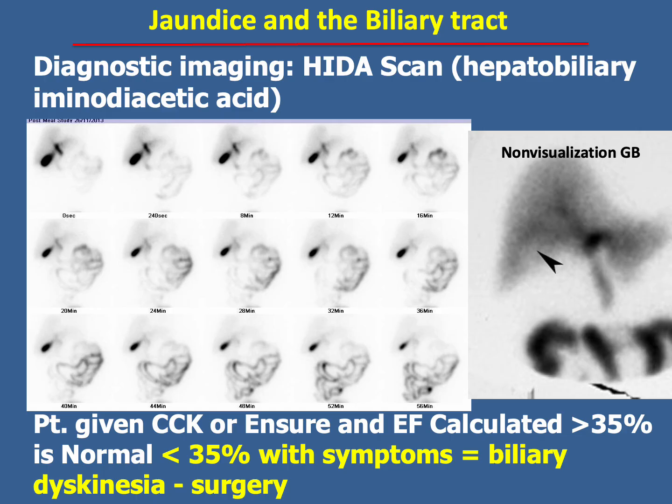In cases of chronic cholecystitis or biliary dyskinesia, there is a decreased ejection fraction, measured objectively with maximum gallbladder radio tracer signal and minimum radio tracer signal after administration of a synthetic cholecystokinin, which causes the gallbladder to contract. An ejection fraction of less than 35% indicates biliary dyskinesia.